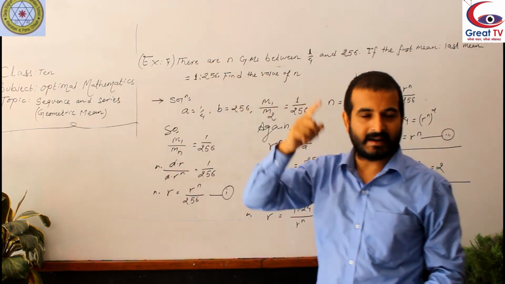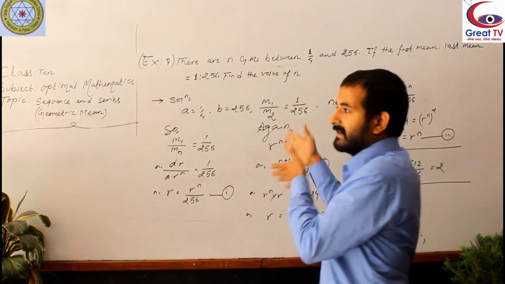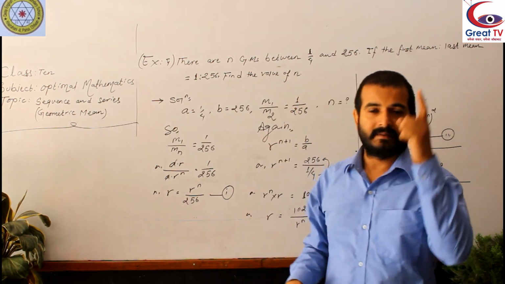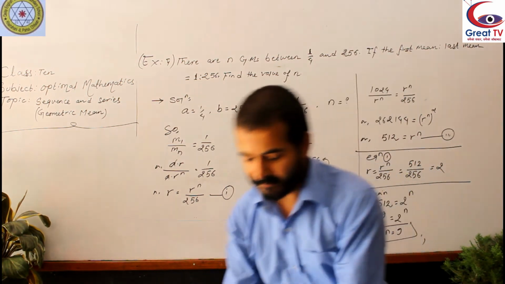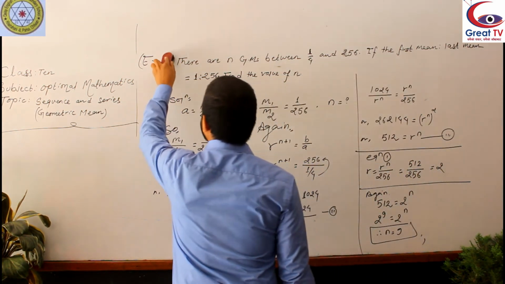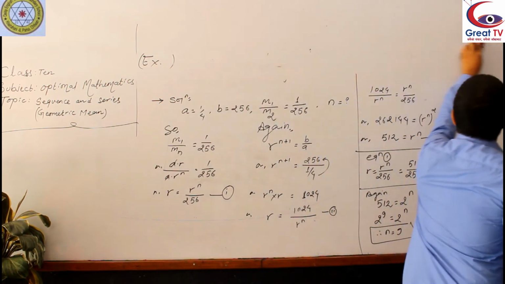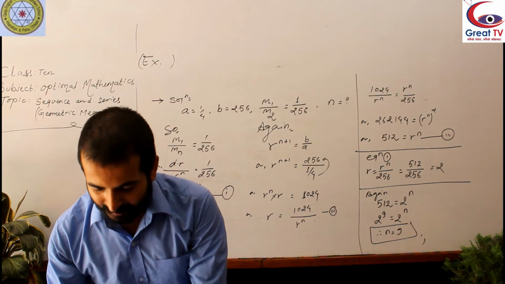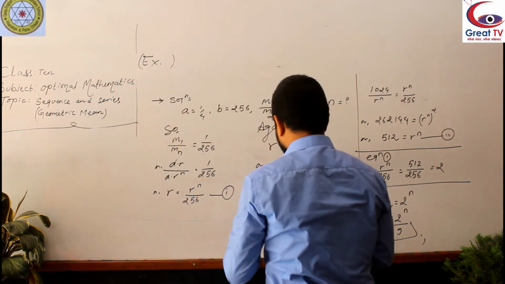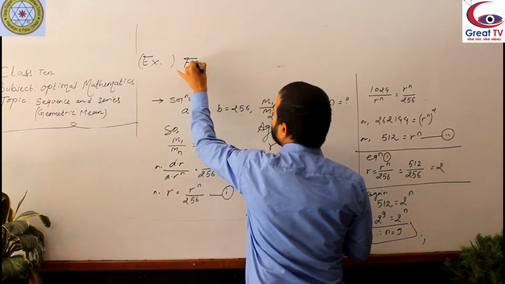So my dear students, best of luck to you, and let's now go to the final question to close the sequence and series. I have one question there. Now look, example number 5. For example number 5, we have one question.